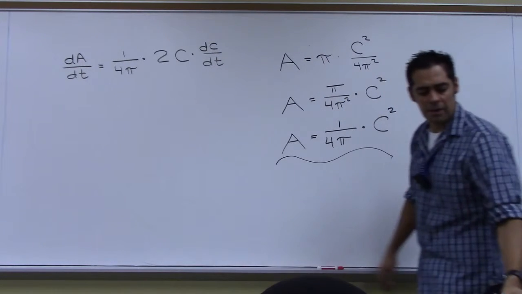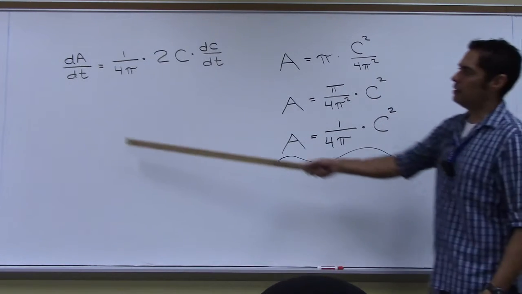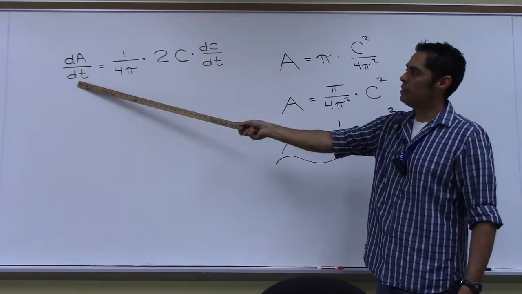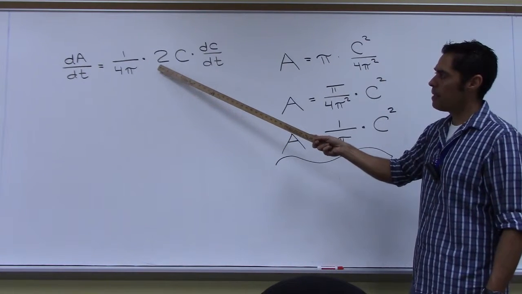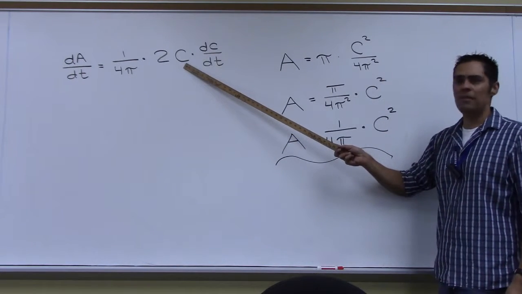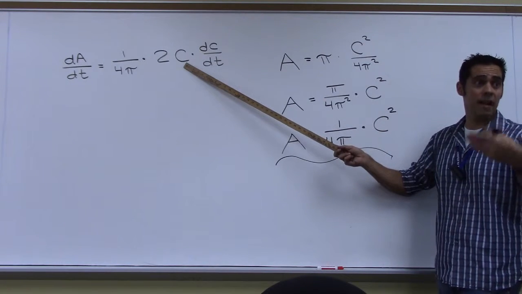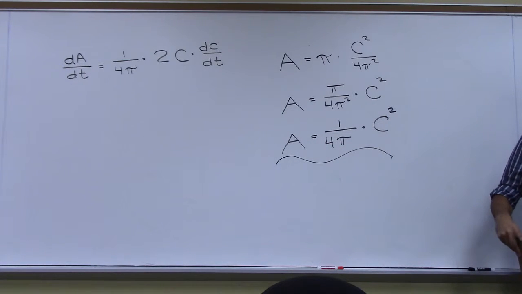Are you happy with everything you see in there? You sure? dA dt, was that given to us or did we want that? That was given to us. 1 over 4 pi is a constant. 2 is a constant. C, were we given the circumference of this circle? We weren't given it directly, but we can actually find it now because now we're allowed to fix everything in time.